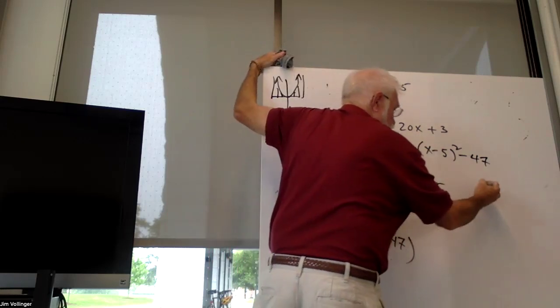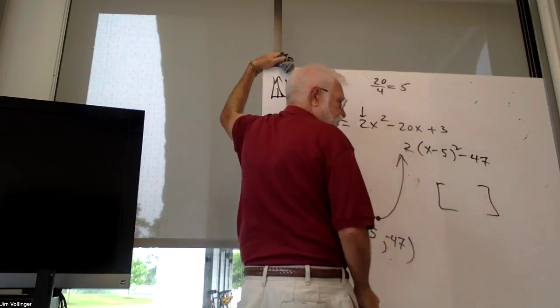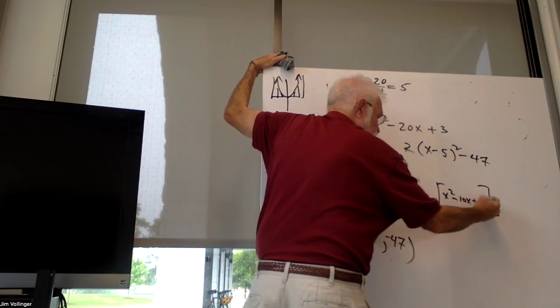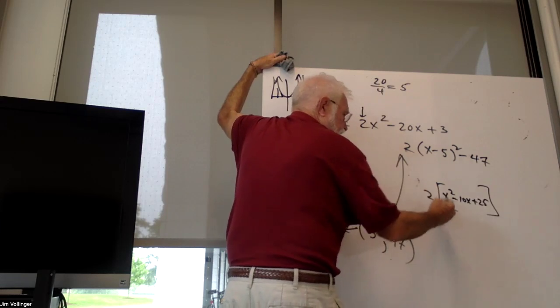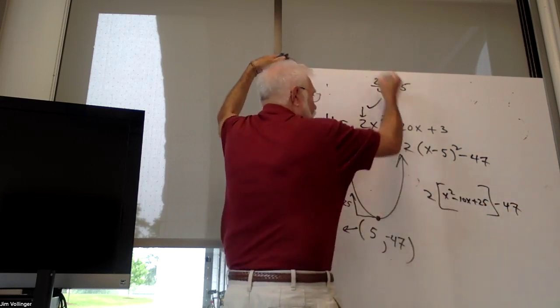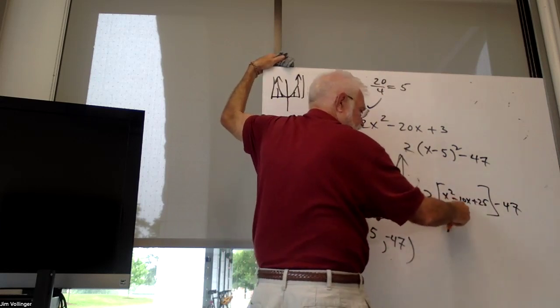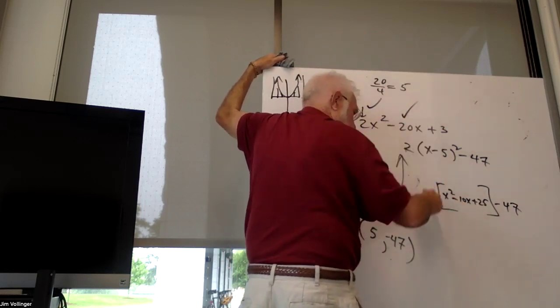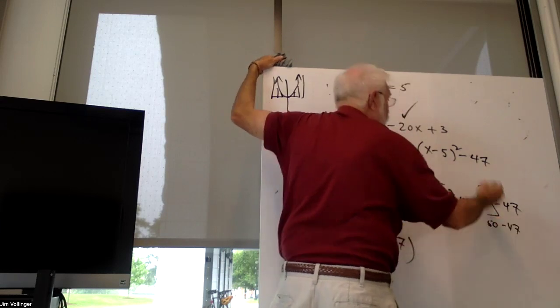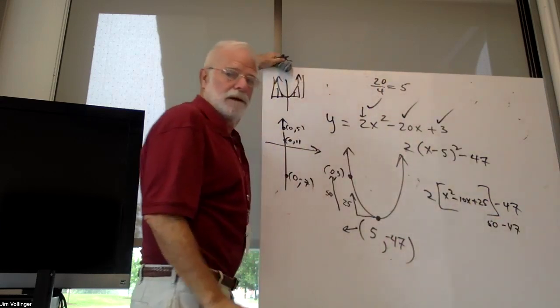Okay. Now I've done some binomial squaring. You should be much quicker at that. What's x minus 5 squared? x squared minus 10x plus 25. What do I get if I double that? Subtract 47. 2x squared. Oh, I got that one. 2 times minus 10x is minus 20x. Oops, I got that one. 2 times 25 is 50. 50 minus 47 is, oh, I got that one.